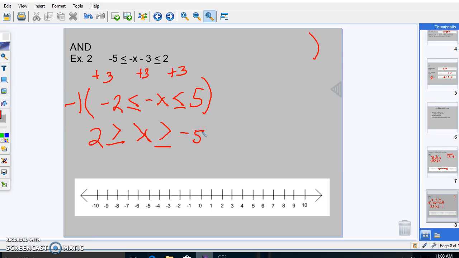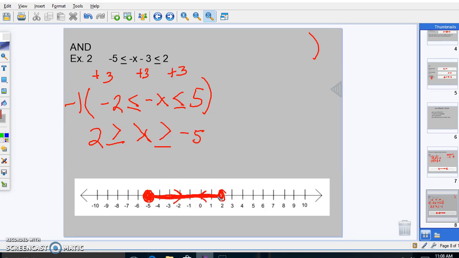Now I have it in place so I can graph. So x is less than or equal to 2. So I'm going to have a closed circle at positive 2, and my arrow would be anything less, so I would be pointing to the left. I would have a closed circle at negative 5. It's also including, and x would be greater, so my arrow would point to the right. Because those two arrows are going to run into each other, we get rid of the arrows and we connect the circles.